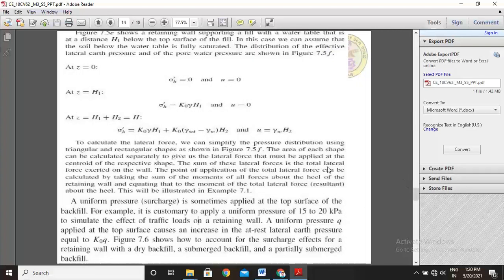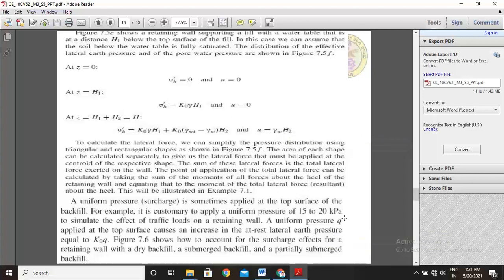Next, at z equal to 0, sigma dash h equal to 0 and u equal to 0. At z equal to h1, sigma dash h equal to K naught times gamma times h1 and u equal to 0. At z equal to h1 plus h2, which is equal to H, sigma dash h, that is the bottom pressure, equals K naught gamma h1 plus K naught times (gamma saturated minus gamma w) times h2, and u equal to gamma w times h2, that is height times density of water.